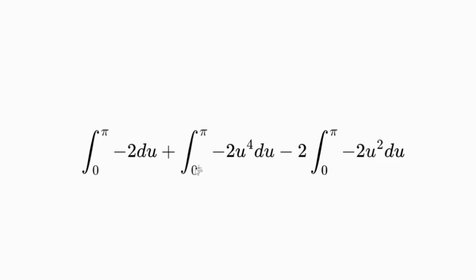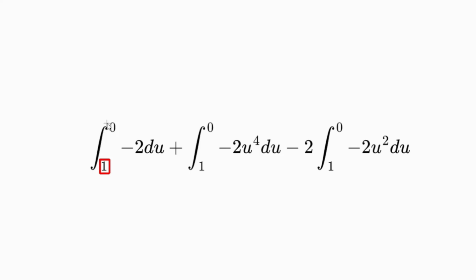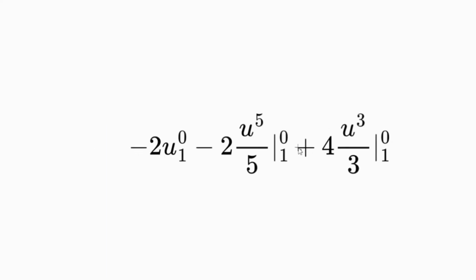By putting the limits, we will get the integral from 1 to 0 of minus 2 du, plus the integral from 1 to 0 of minus 2 u^4 du, minus 2 times the integral from 1 to 0 of minus 2 u square du. Now after integration we will get minus 2u from 0 to 1, minus 2 u to the power 5 divided by 5 with the limit 0 to 1, and respectively we will get 4 u cube divided by 3 with the limit 0 to 1.